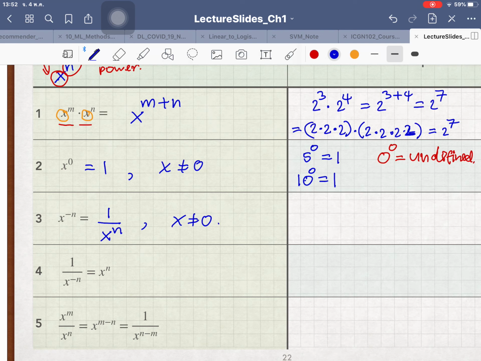For example, if you have 12 to the power minus 1, this will give you 1 over 12 to the power 1, which is 1 over 12. Or if you have 9 to the power minus 3, this term will give you 1 over 9 to the power 3.